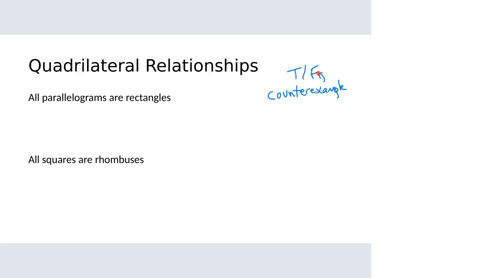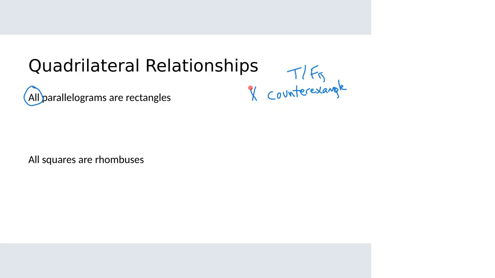So this first one up here, all parallelograms are rectangles. Now, is it possible to draw a parallelogram that is a rectangle? You bet. There's one right there. Because this top and bottom are parallel, left and right are parallel. That's a parallelogram, and it's a rectangle. Sure, it's possible, but this didn't say, is it possible? This said all parallelograms are rectangles.